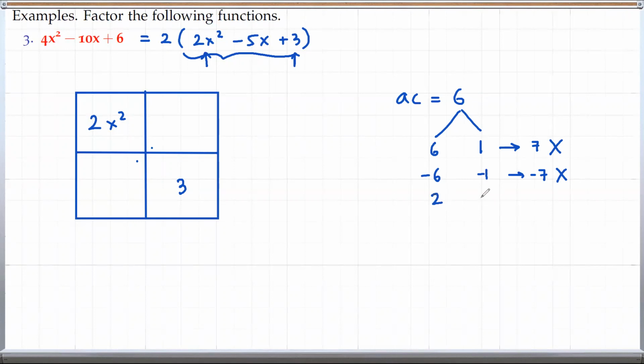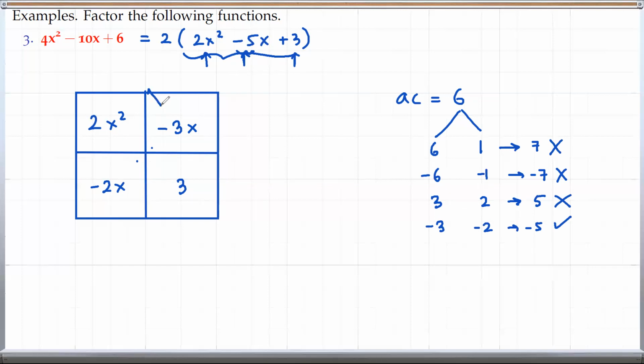We can have 3 times 2. In this case, the sum is 5, but we need negative 5, so this will also not work. Or we can have negative 3 and negative 2. In this case, the sum is negative 5, which is exactly what we want. So this will work. We can write this as negative 3x and negative 2x, so that we get negative 5x in this column when we add. The next step is to decide the sign.